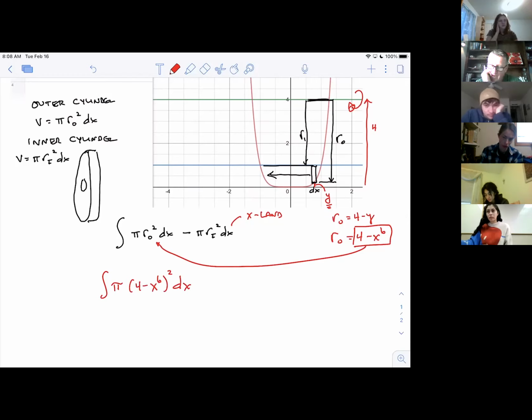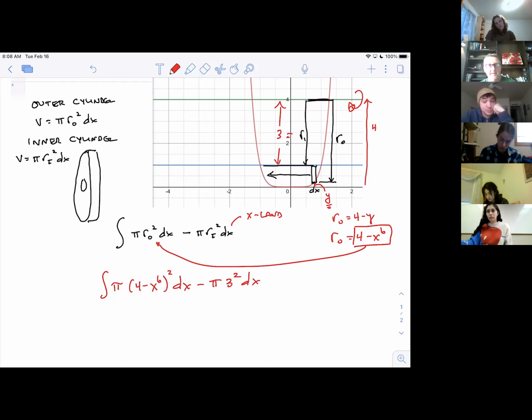What about that inner radius? Well, notice that inner radius is the distance from 4 to 1. In other words, in this case, it's just 3. As I slide it along, it's not changing. It's just 3 the whole time. No matter where I slide, that distance is 3. Cool. R1 is 3. Then I replace this with pi times 3 squared dx, and then I'm on my way.